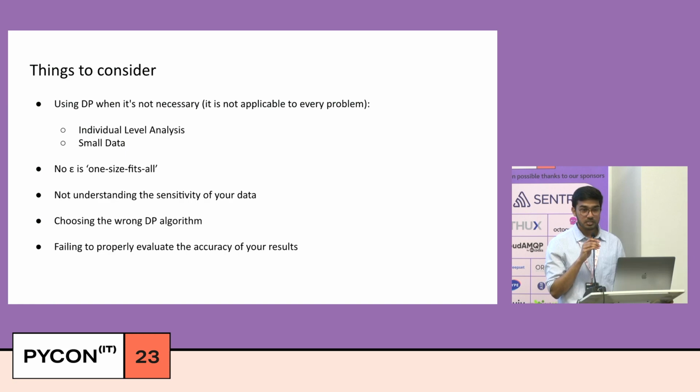For example, if there's a bank trying to figure out if a particular transaction is fraudulent, it still needs to know the exact transactions of a particular user. It cannot just look at the aggregate results of users. So when individual-level analysis is required, you should not use differential privacy. If the data is small enough, using differentially private algorithms won't make sense. It won't be useful as such.